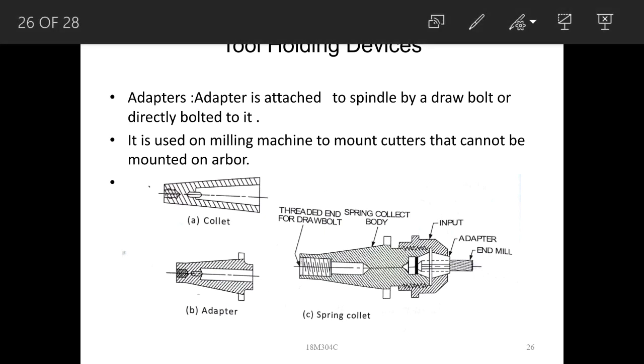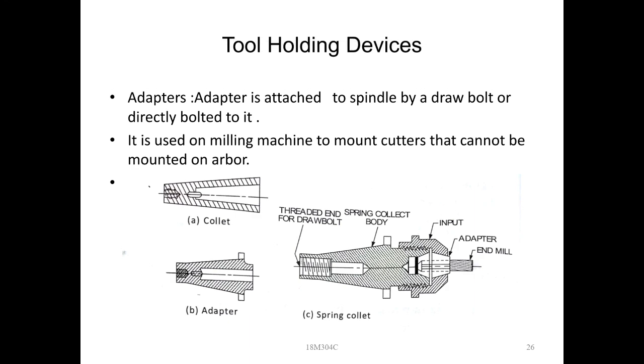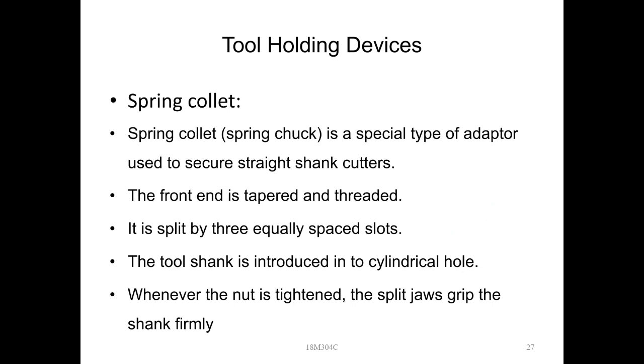Next, for tool holding purposes, an adapter will be provided. The adapter is attached to the spindle by a draw bolt. It is used on milling machines to mount cutters that cannot be mounted on an arbor. These are the main points.